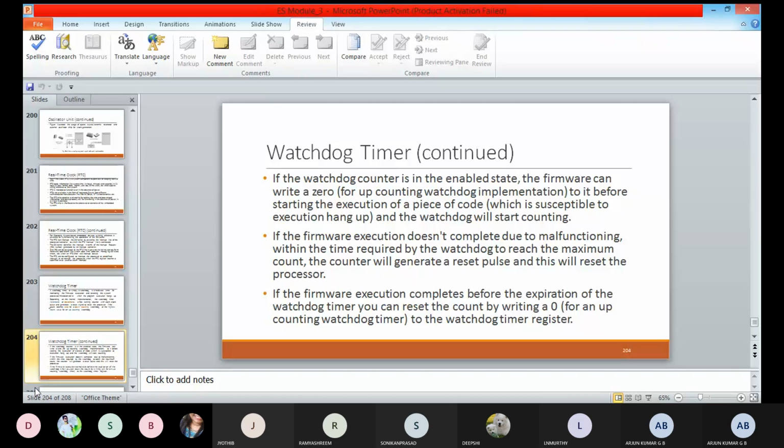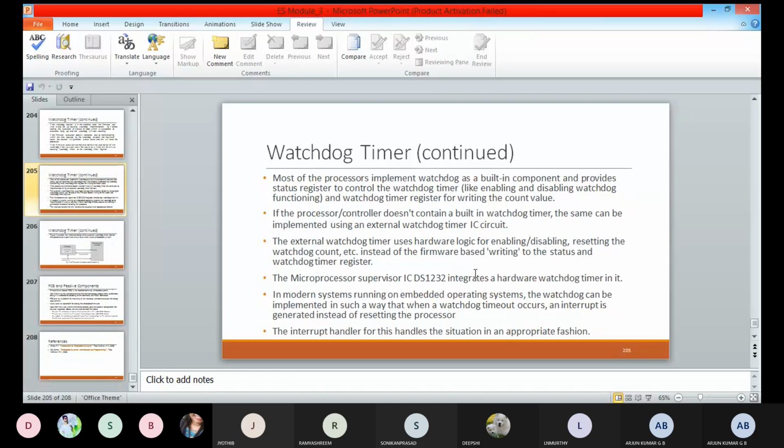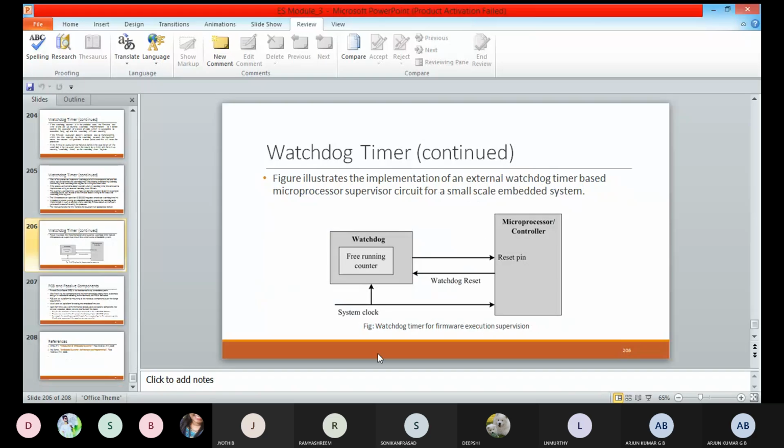Again, firmware is nothing but software. Don't get confused by that. If the software execution completes before the expiration of the watchdog timer, you can reset the count by writing 0 to the watchdog timer register for an up counting watchdog timer. This is the software execution supervision. It means the watchdog monitors the software execution program in the processor. That is the main function of the watchdog timer.